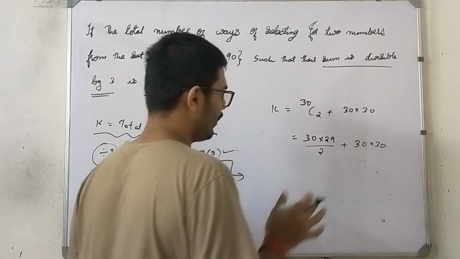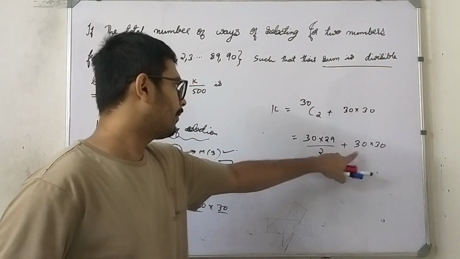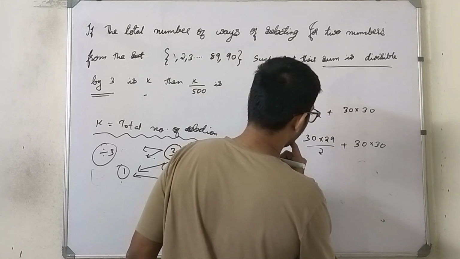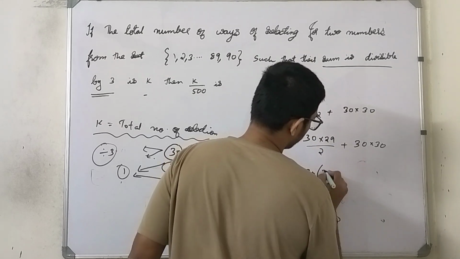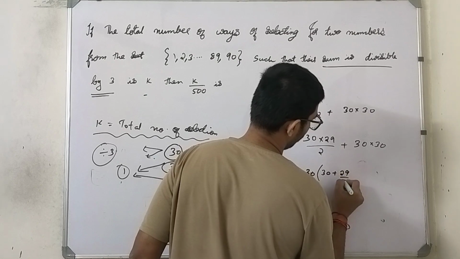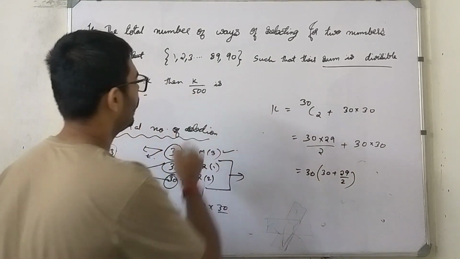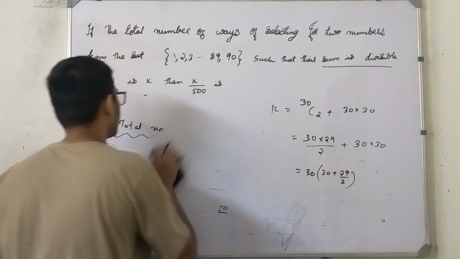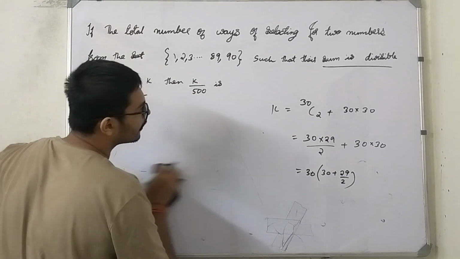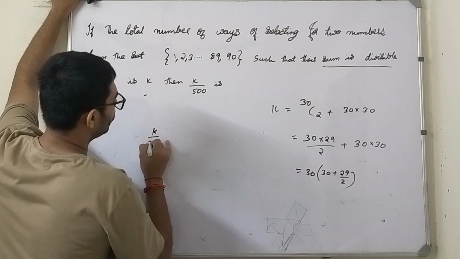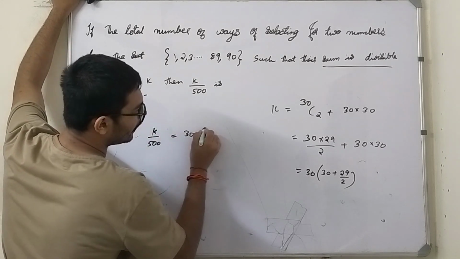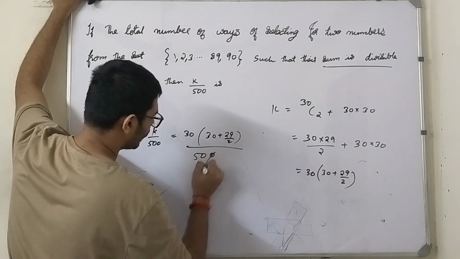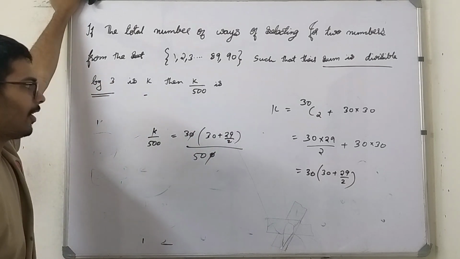Now I am not simplifying this value. What I am doing is taking the common value 30: 30 into (30 plus 29 divided by 2). Now what will be the value of k divided by 500? We can divide the value of k by 500 and check the value. K divided by 500 will be equal to 30 into (30 plus 29 divided by 2), the whole divided by 500. Now the 5 cancels. Now how can we solve this question?